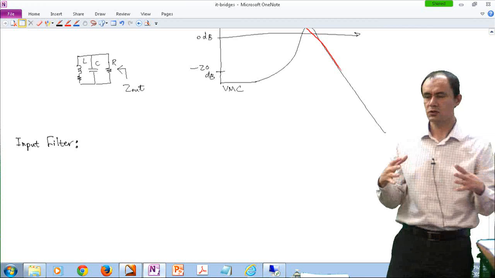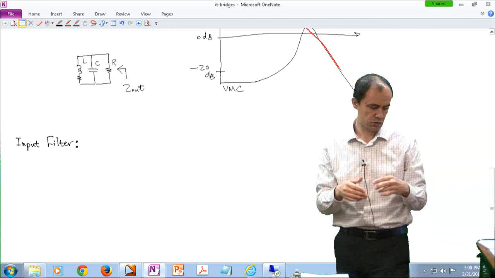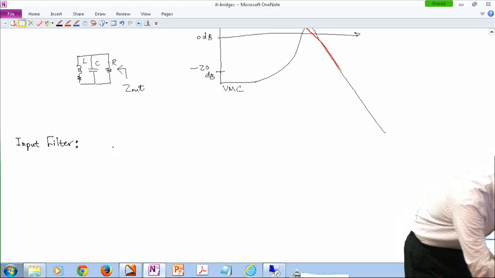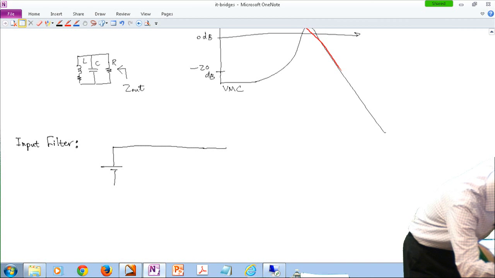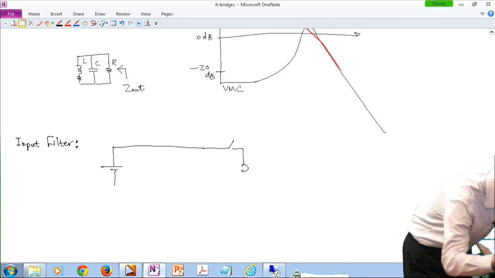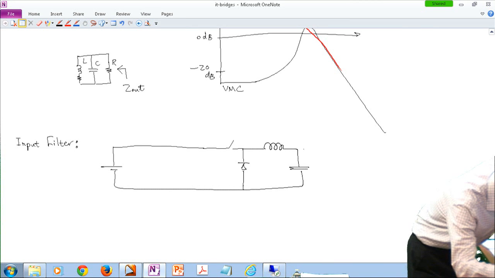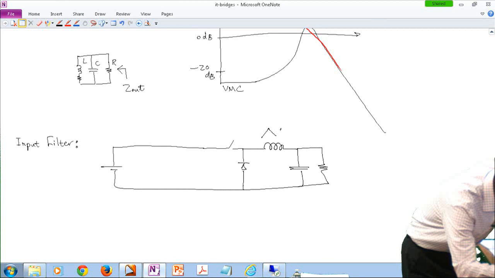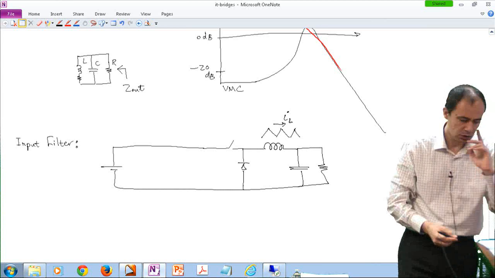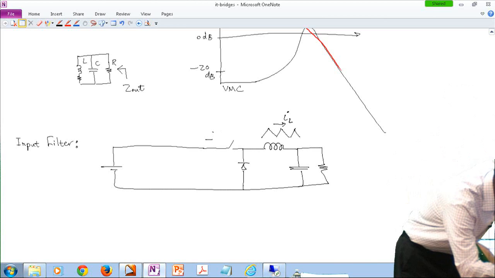If we just limit ourselves to the classic Buck and Buck-boost topologies, Buck is everyone's most favorite because it's the simplest one. I'm intentionally drawing it a little bit long. Okay, so let's say we are operating under continuous conduction mode. The inductor current looks good, but if you look at the input current, it doesn't look good.